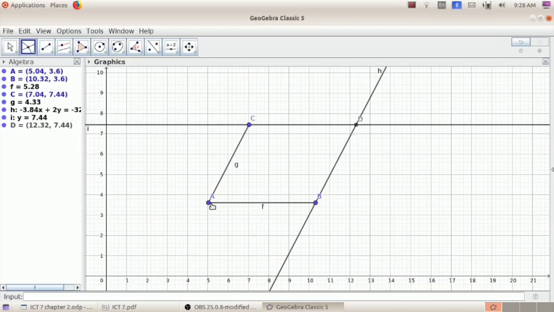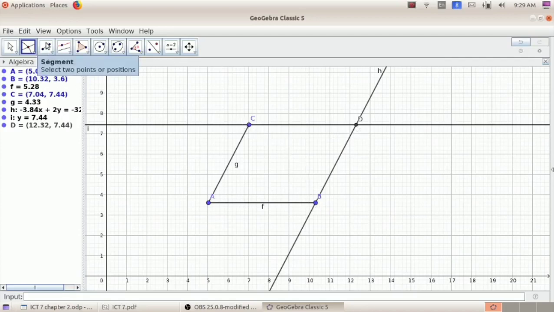Here the line segment AB is parallel to CD. Then AC is parallel to BD. So we have got a parallelogram. Now we have to draw the diagonals for this. How to draw the diagonals? We have to join the points A and D and the points C and B.